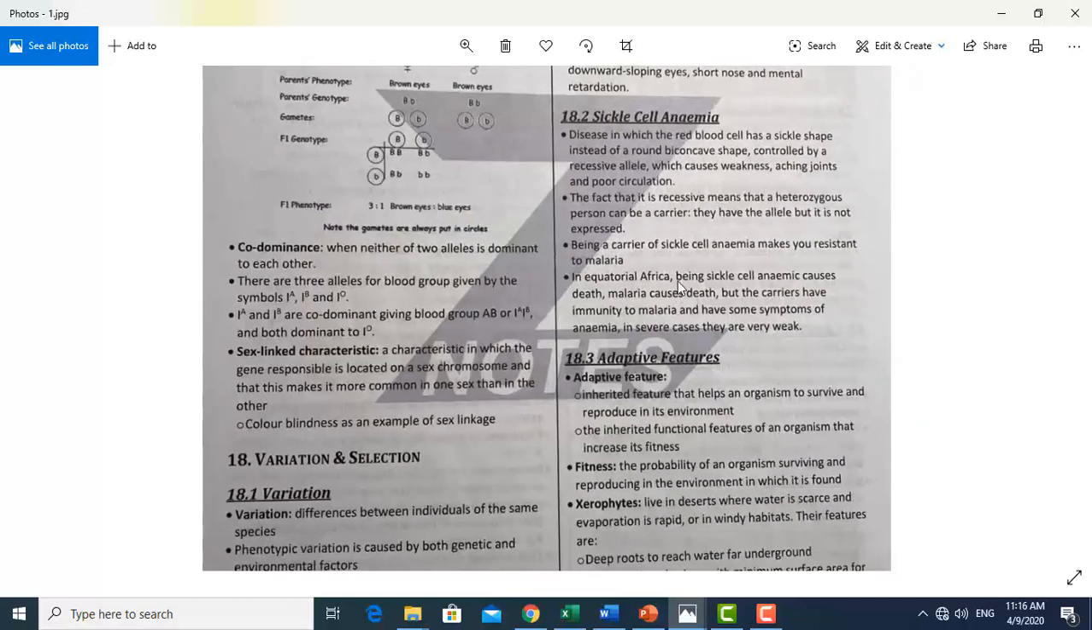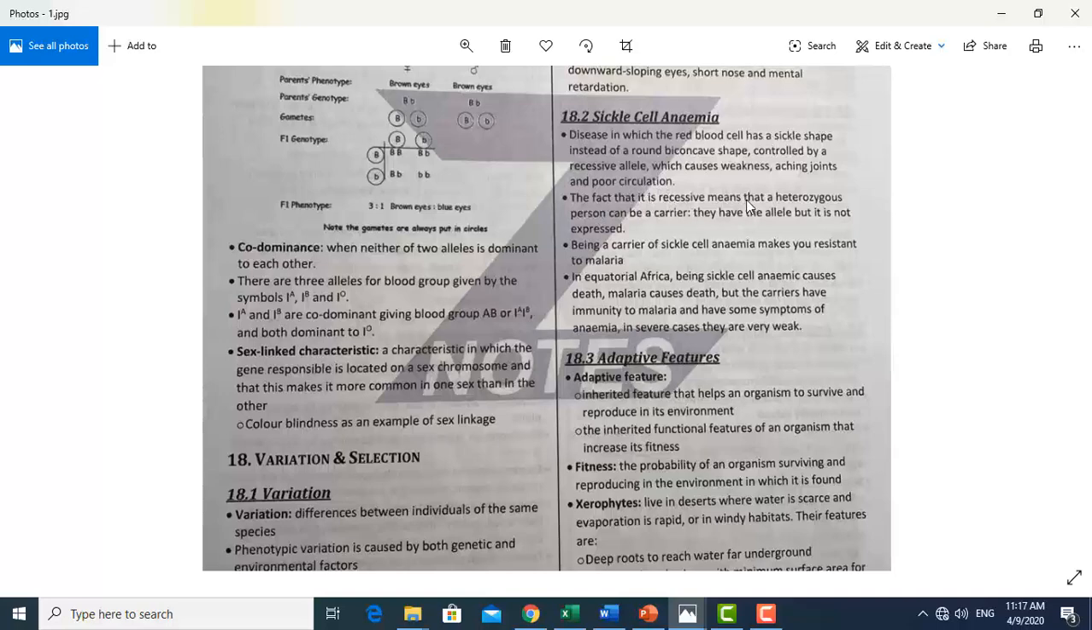Another thing regarding variation is a blood disorder called sickle cell anemia. That means the normal red blood cells do not have the normal shape they should have. It is a disease in which the red blood cells have a sickle shape instead of a round biconcave shape, controlled by the recessive allele, which causes weakness, aching joints, and poor circulation. Why poor circulation? Because the red blood cells are not normal in shape, so they won't last long and won't function as they should.